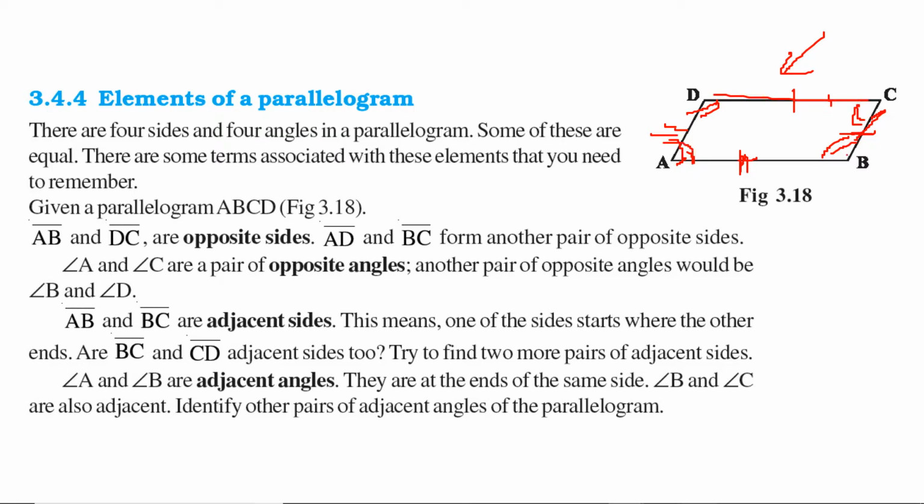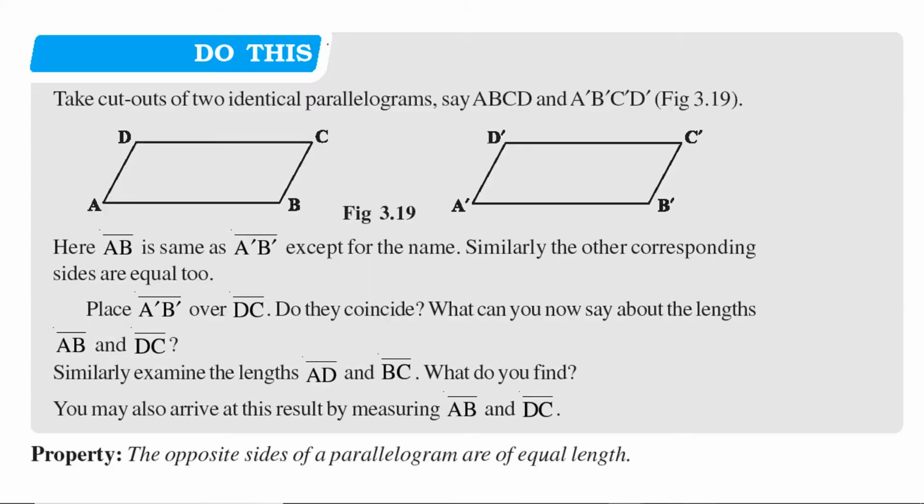Angle A and angle B are adjacent because they are the ends of the same side. Angle B and angle C are also adjacent. Angle D and C are adjacent, angle D and A are adjacent, right? So what property do we get here? If you just go through this example, the opposite sides of a parallelogram are equal. These two are equal, these two are equal.